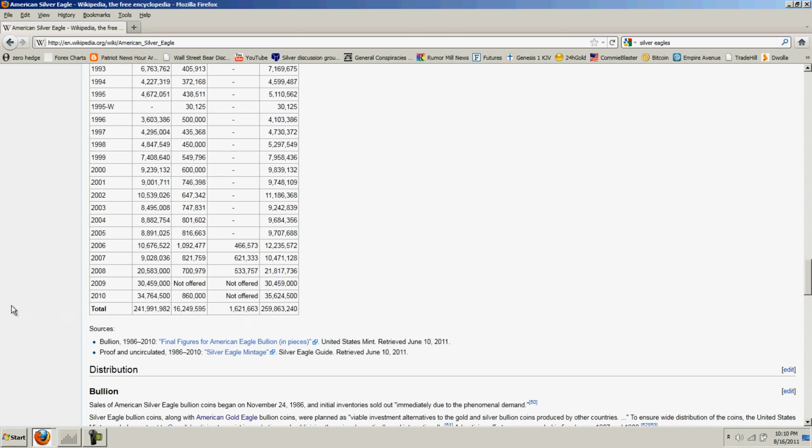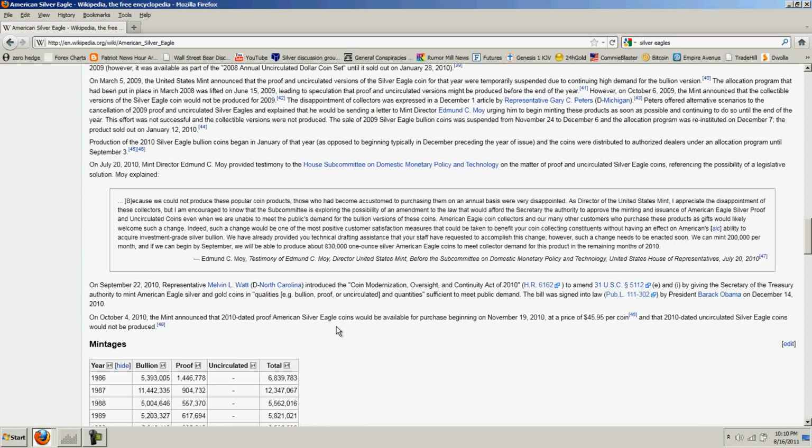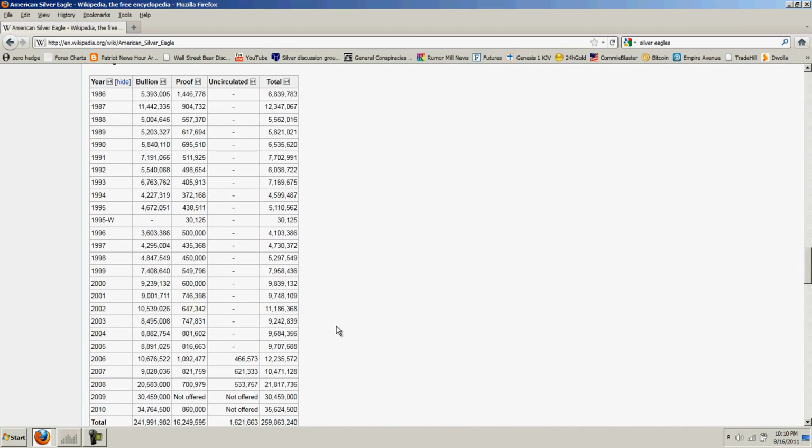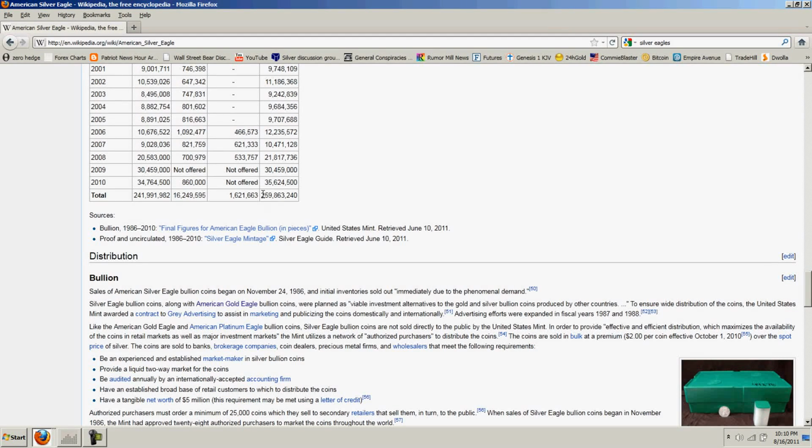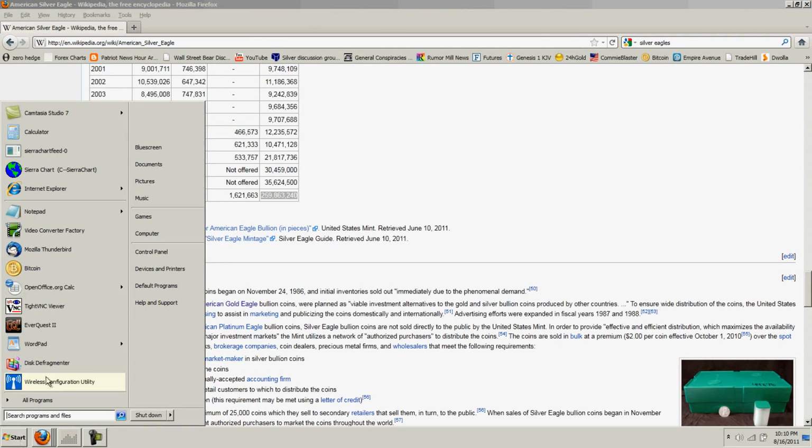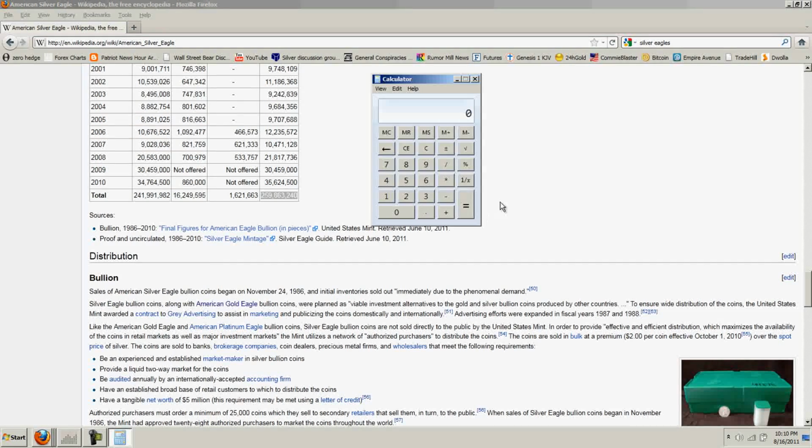And if you look at the totals we have through 2010, with both the uncirculated, proof, and bullion, you add them all up, you get about 260 million. I think if we add in what's been done this year, and we're not done with the year, we could probably just give a rough number of 300 million. So we're going to do a lot of calculating here.